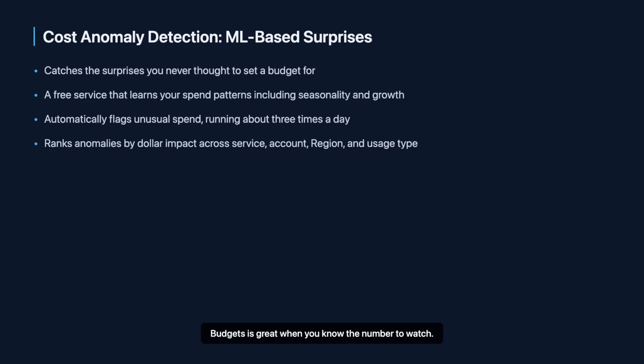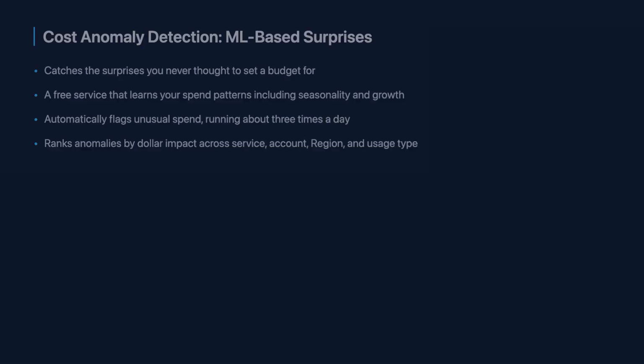Budgets is great when you know the number to watch, but what about the surprises you never thought to set a budget for? That's Cost Anomaly Detection. It's a free service that learns your spend patterns, including seasonality and growth, using machine learning. It runs about three times a day and automatically flags spending that looks unusual. When it finds something, it ranks the anomalies by dollar impact across four dimensions: service, account, region, and usage type, so it catches the weird, unexpected stuff that a fixed threshold would simply miss.